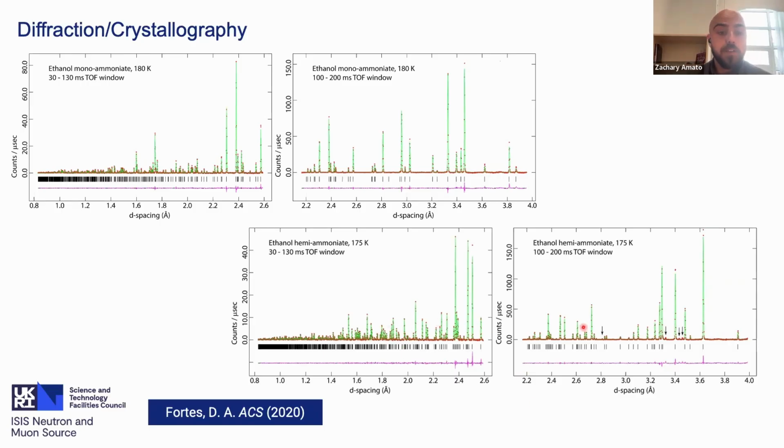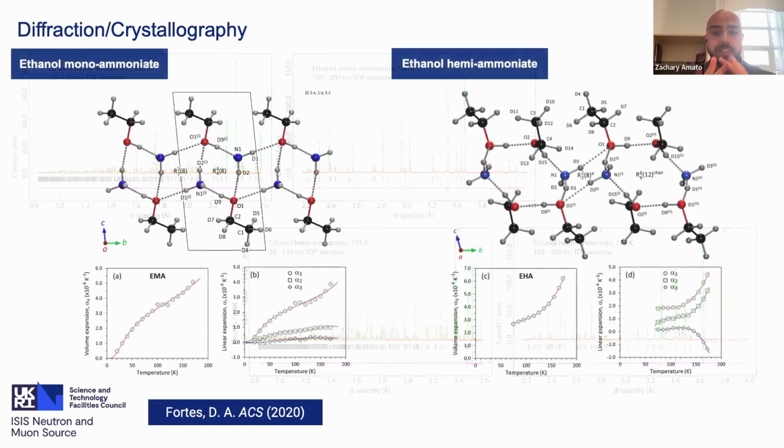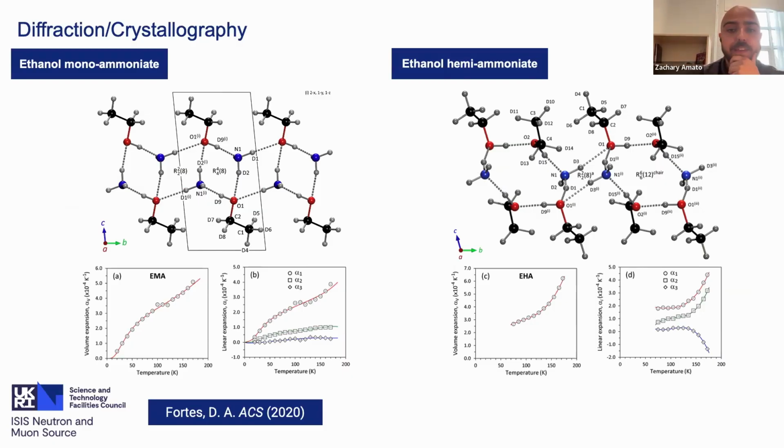So these are the patterns shown. And from fitting to these diffraction patterns, they could then resolve the entire crystal structures. They found that the ethanol monoammoniate is characterized by linear tapes of four-sided hydrogen bonded rings, and these extend along one axis, whereas the structure of the hemiammoniate is defined by sheets with different types of hydrogen bonded rings. Instead, it has four and six-sided hydrogen bond rings.